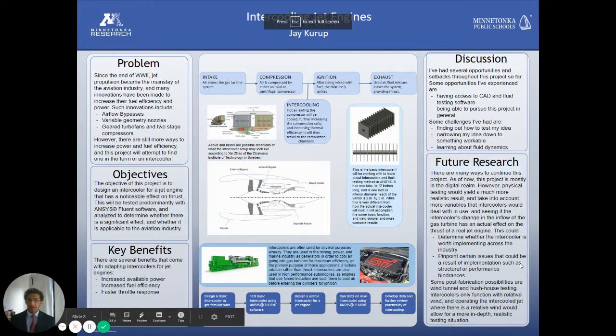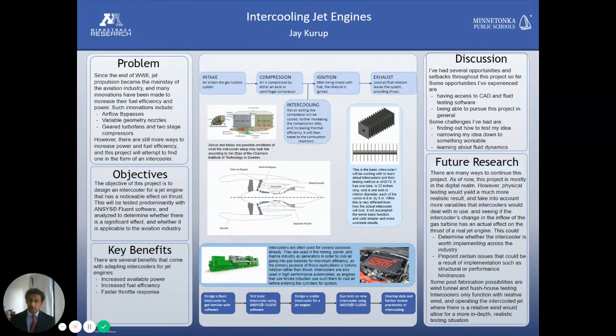Hello, everybody. My name is Jake Rupp, and today I'd like to talk to you about intercooling jet engines. First, let's talk about how this technology can be applied.